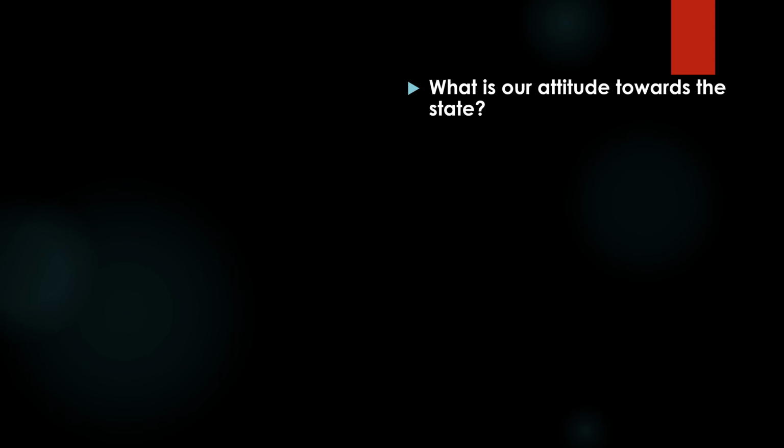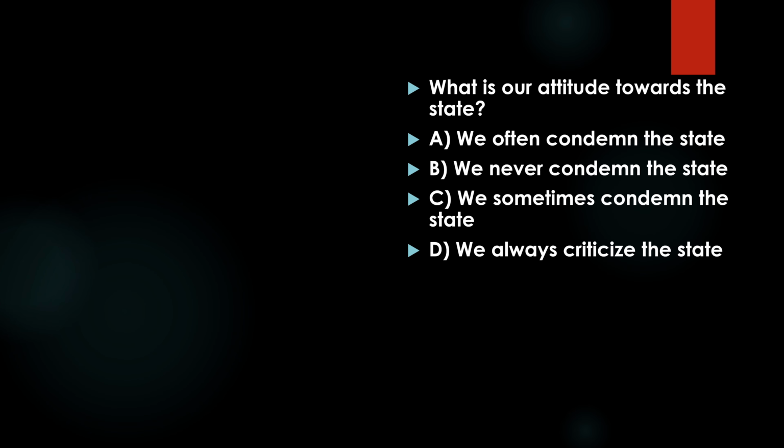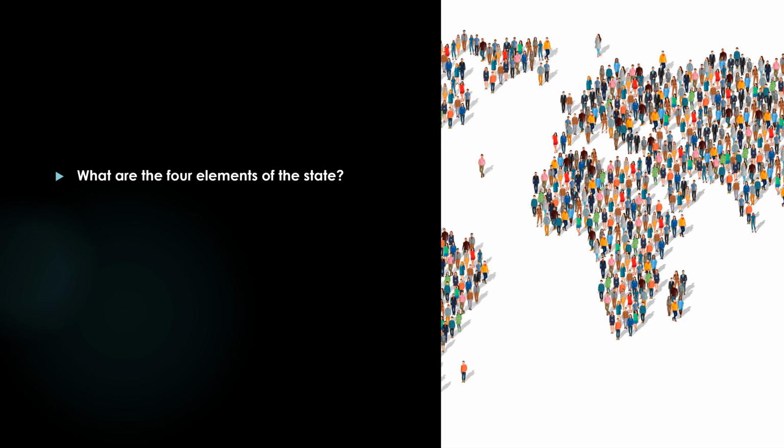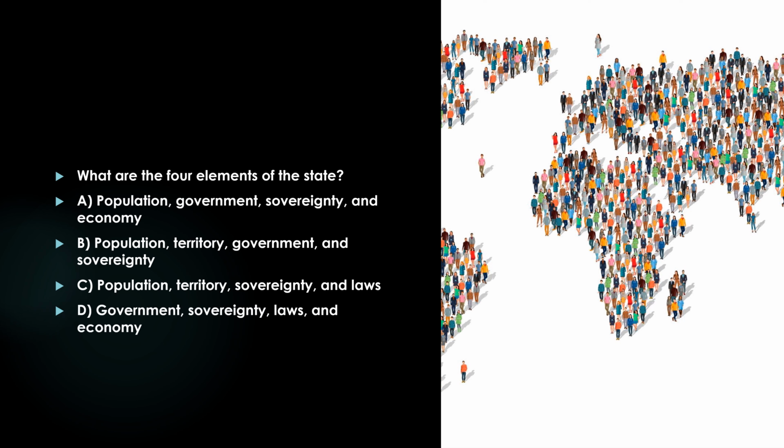What is our attitude towards the state? We often condemn the state. We never condemn the state. We sometimes condemn the state. We always criticize the state. Option B, we never condemn the state. What are the four elements of the state? Population, government, sovereignty and economy. Population, territory, government and sovereignty. Population, territory, sovereignty and laws. Government, sovereignty, laws and economy. Answer B, population, territory, government and sovereignty.